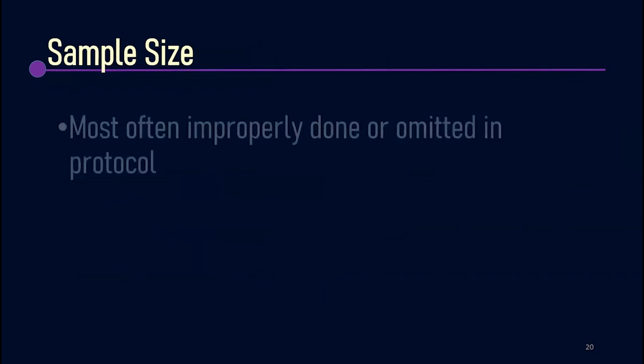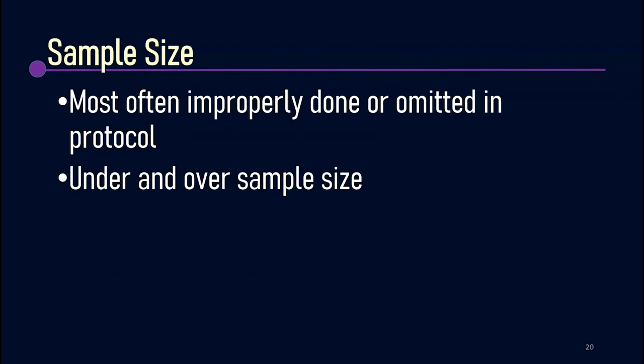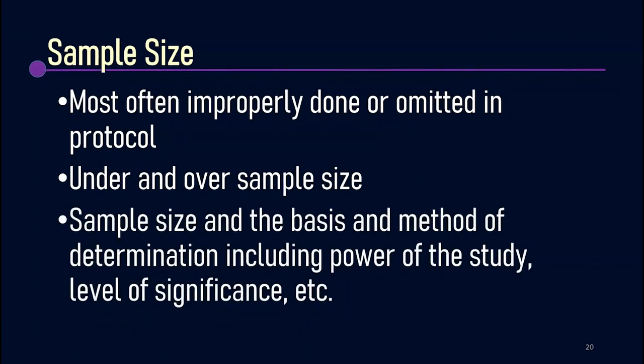About the sample size, most often in the proposal they are either improperly done or omitted, because both under and over sample size are not desired for ethical or resource related reasons. You have to calculate the sample size using the appropriate formula, and you have to write the basis and method of determination, including the power of the study, level of significance, margin of error, etc. This is important for the interpretation of your finding.